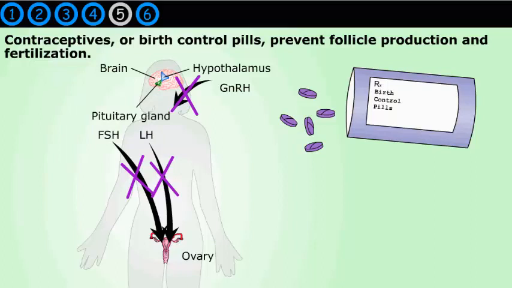Without these hormones, follicle production and ovulation are suspended. When the woman stops taking the pill, the normal reproductive cycle reestablishes itself over a period of a few months. Although there are reports that some women who take the pill may be at slightly greater risk for heart disease, the risk is less than possible complications of pregnancy.